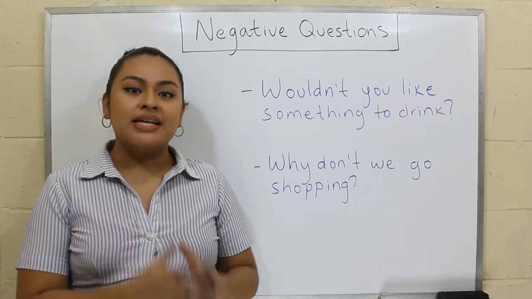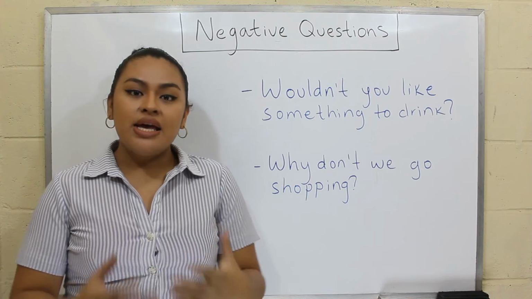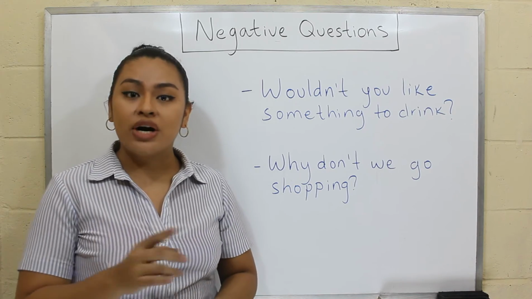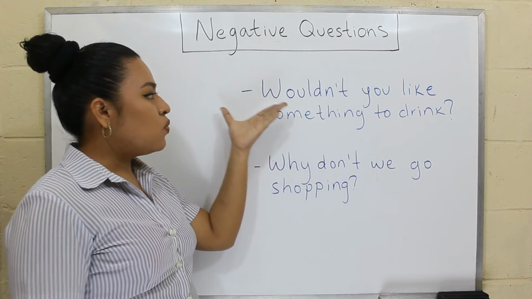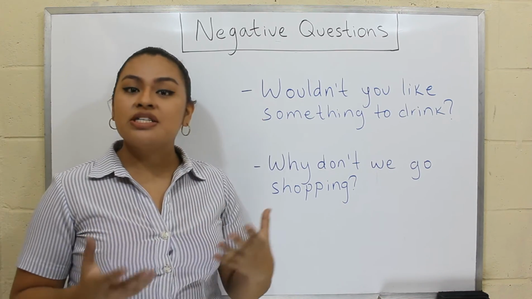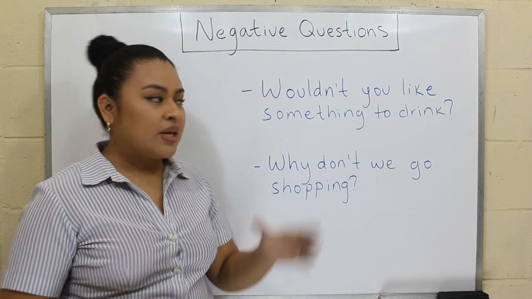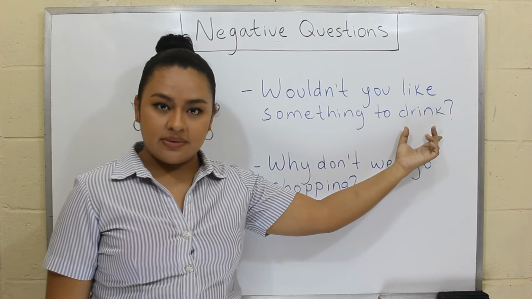And finally, the last form in which we can use negative questions is when we want to make an offer or an invitation. Here we have two examples. Wouldn't you like something to drink? In this example, the speaker is making an invitation. He or she is inviting someone to go for a drink.